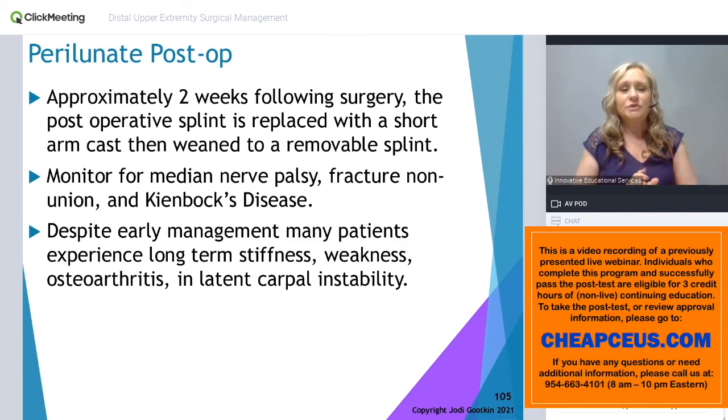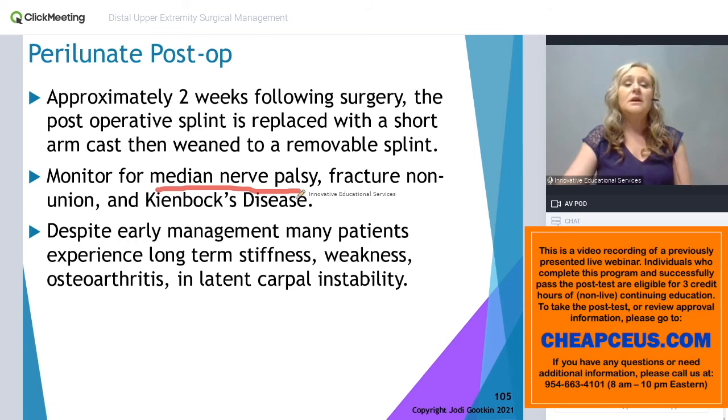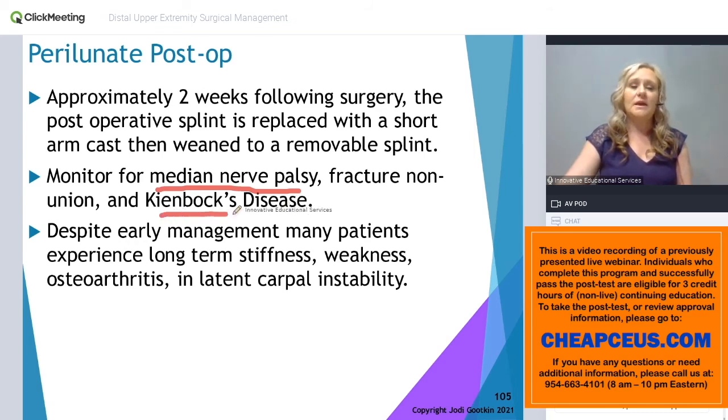Post-operatively, for patients with this surgery, they are going to be splinted, and then they're going to be weaned to a shorter cast and splint. It's important that we monitor these patients for median nerve damage if it slipped out into the carpal tunnel, if the fracture's not healing, and if they develop any avascular necrosis, which is called Kienböck's disease.